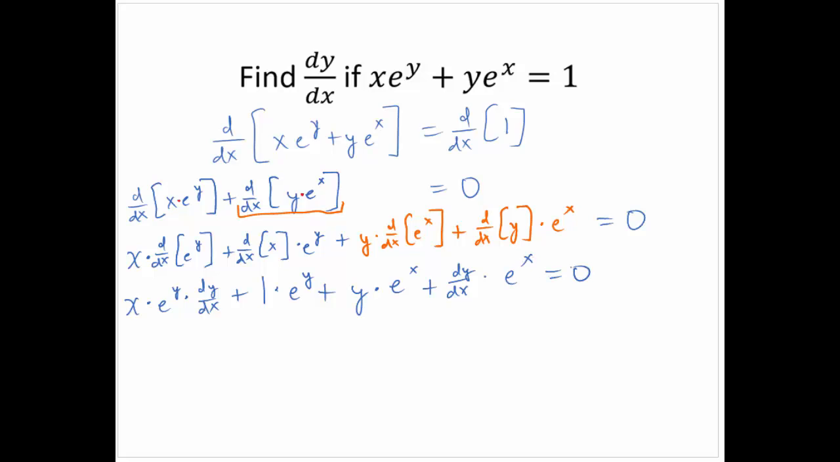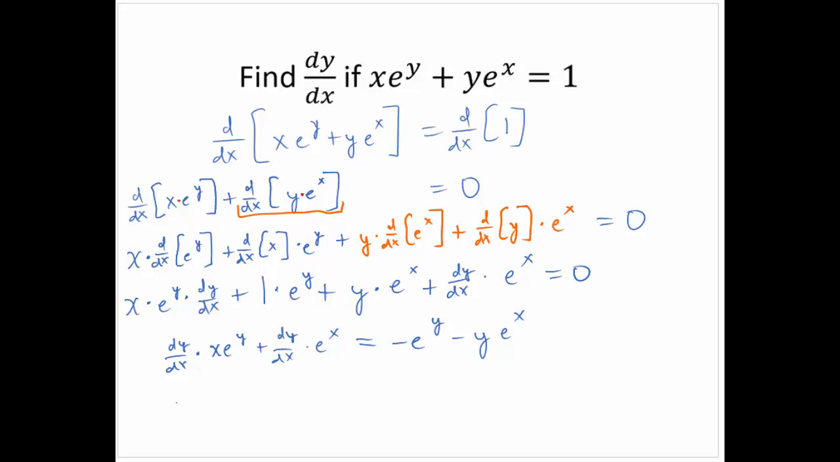All right, so now what we do is we group everything that has a dy/dx together. So let's see, I have dy/dx times x e to the y plus dy/dx times e to the x. Everything that's got a dy/dx is on the left-hand side. I'm going to move everything that doesn't have a dy/dx onto the other side. So let's see, I've got a negative e to the y and a negative y e to the x.